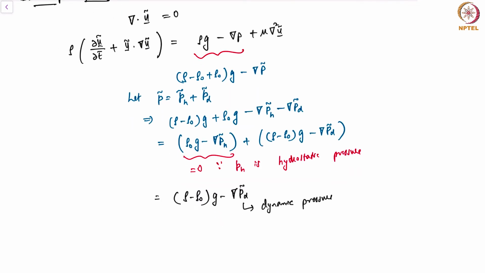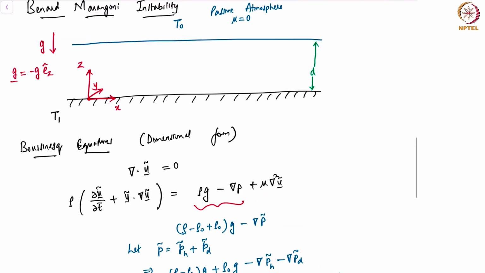Now, if we substitute this into the equations, then we clearly see that the gravity term here now is rho minus rho naught times G, which tells us that the buoyancy term becomes important only when the density varies from its mean value or a constant value rho naught. Right? So this can be seen in the current setup.